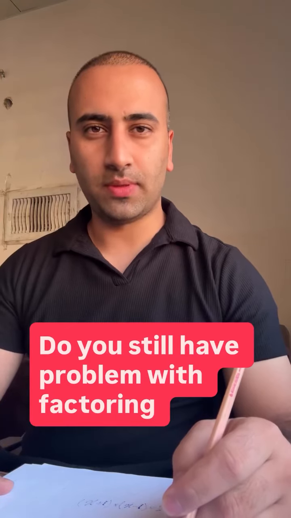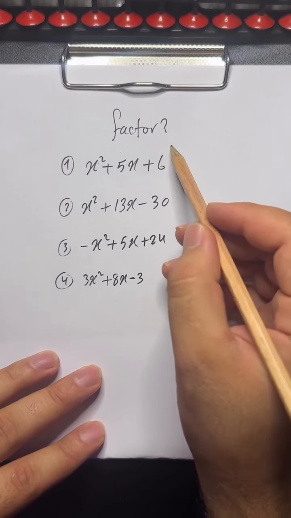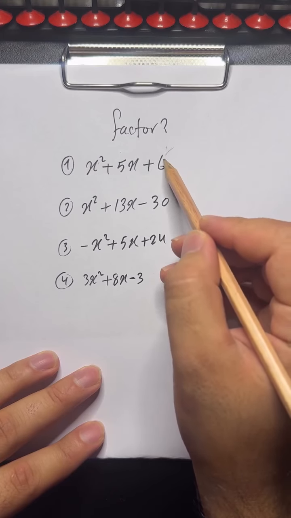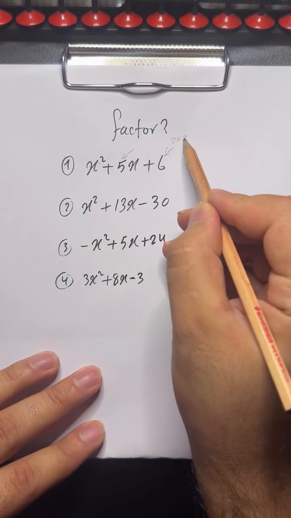Do you still have a problem with factoring? Let's try to make it simple. In order to factorize this trinomial, we should try to find two numbers. If you multiply them, it will be 6, and if you add them, it will be 5. So the best option for that one is 2 and 3.